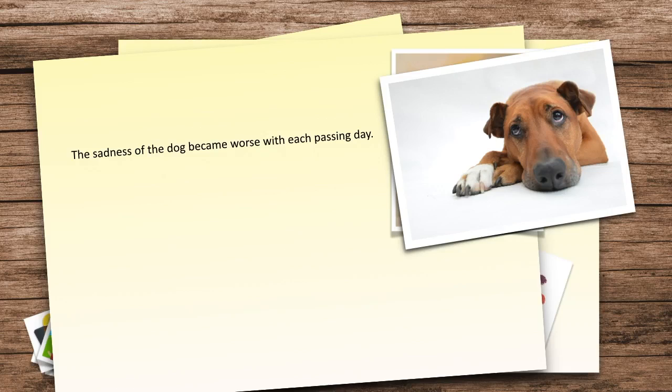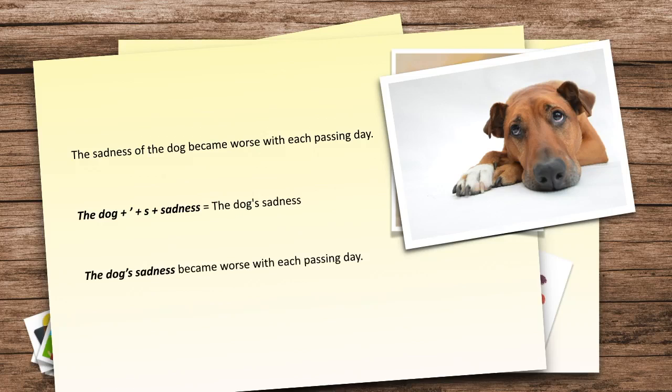So now this dog is rather sad, and you're talking about the sadness that belongs to this dog. So the dog first, who is the owner of the sadness, so to say, then the apostrophe, the S, then there's a space, of course, and then there's sadness, and you have the dog's sadness. So the dog's sadness became worse with each passing day.